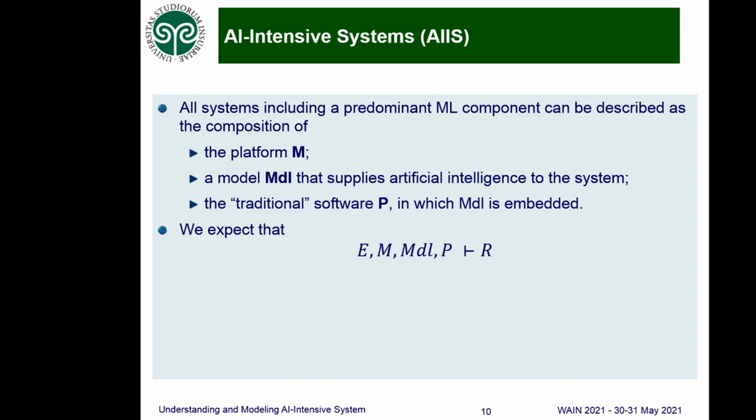AI-intensive systems, with special reference to those including a predominant machine learning component, can be described as the composition of the programmable platform M, a model MDL that supplies artificial intelligence to the system, and the traditional software P in which MDL is embedded. And of course, we wish that the interaction of M, P, and MDL with E entail R.